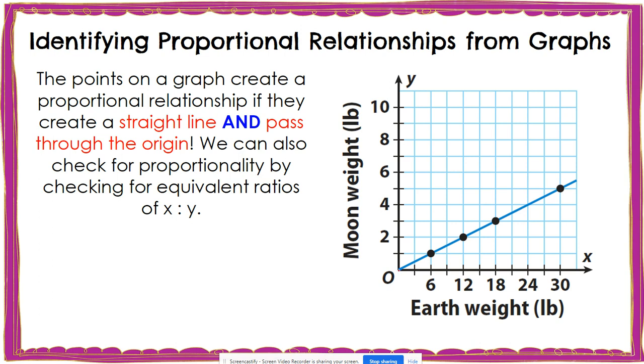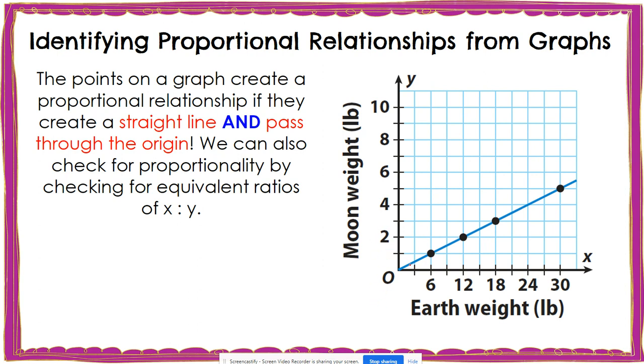This point means that the weight of the Earth is 0 and the weight of the Moon would be 0. So for every 0 pounds on Earth, there's 0 pounds on the Moon. This point represents that for 6 pounds on Earth, something would weigh 1 pound on the Moon. This point means that for every 12 pounds on Earth, something would weigh 2 pounds on the Moon.